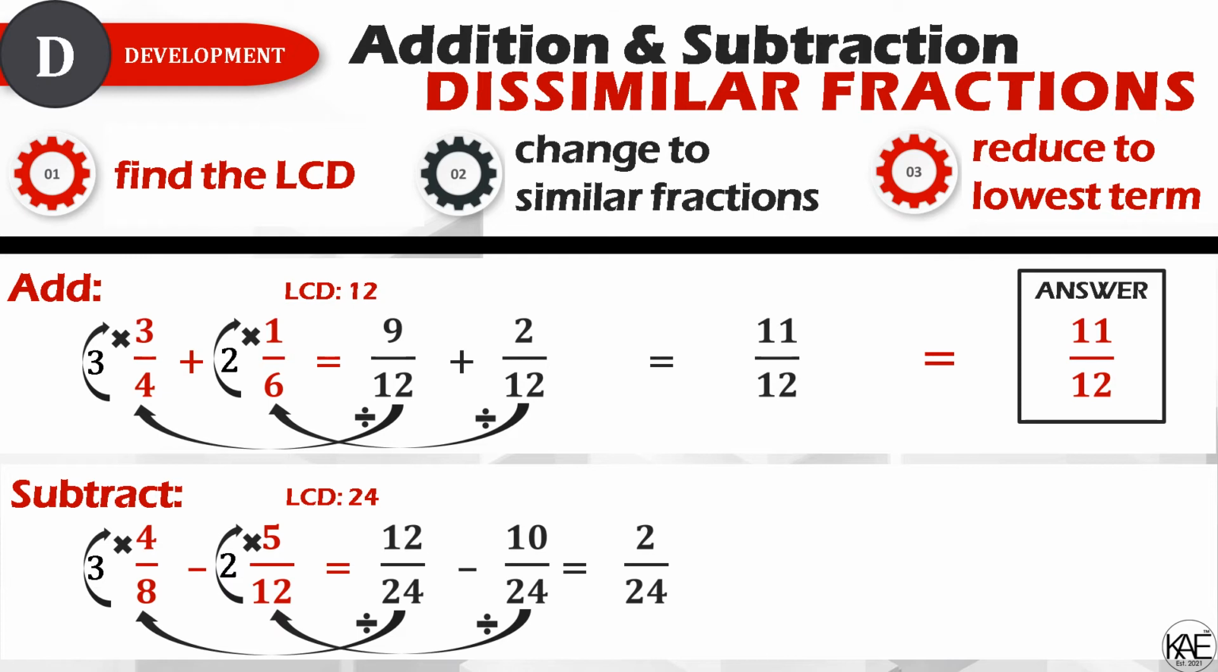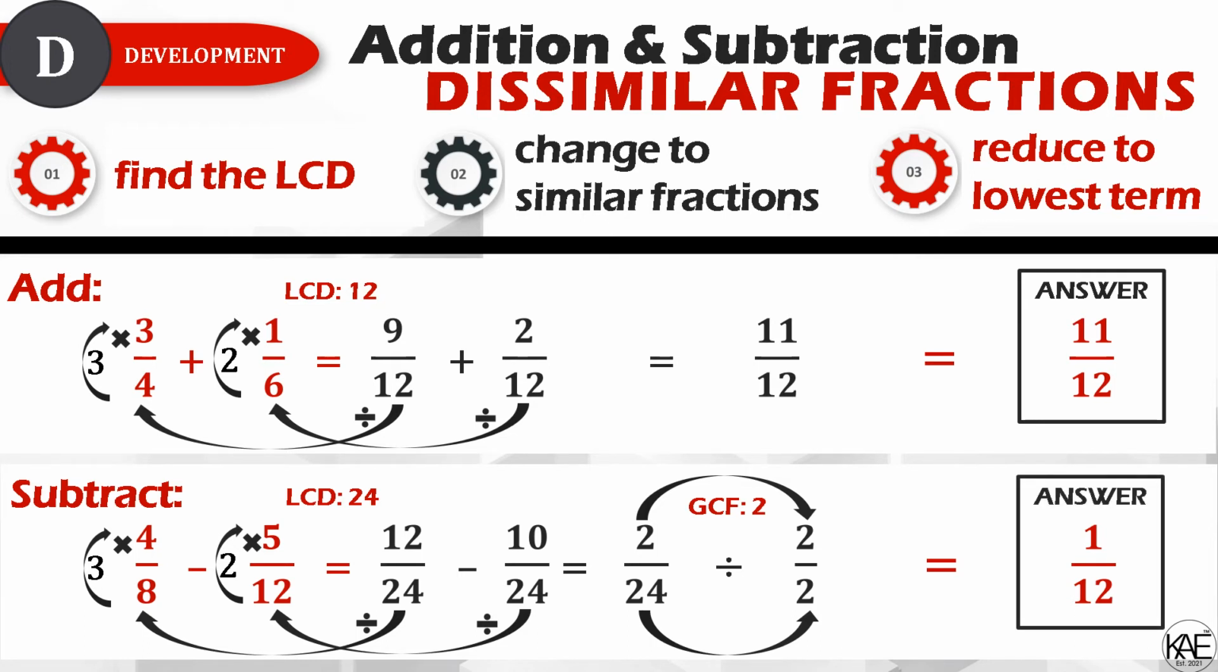In this case, we can simplify this by using their greatest common factor, which is 2. We divide them both by 2. That would give us 2 divided by 2 is equivalent to 1, and 24 divided by 2 is equivalent to 12. Therefore, 4/8 minus 5/12 is equal to 1/12.